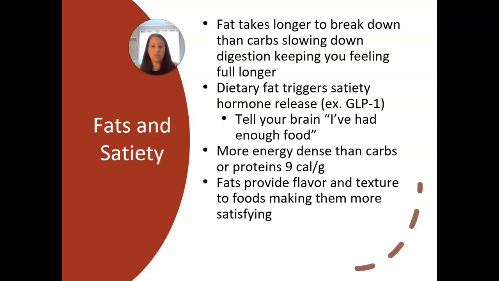Dietary fat also triggers the release of a couple of different satiety hormones. One is GLP-1, which you've probably heard of. GLP stands for glucagon-like peptide. And again, there are a few different satiety hormones that get released. This is not the only one. The job of these satiety hormones is pretty much to tell your brain, I've had enough food. So they cut off that feeling of hunger.